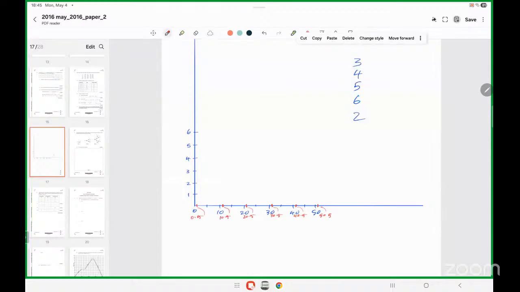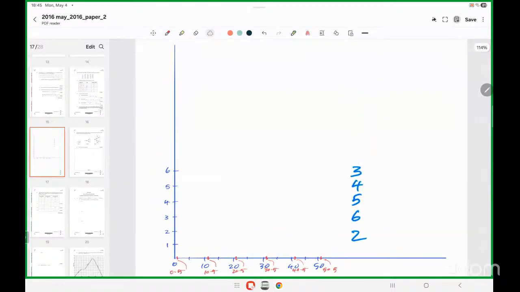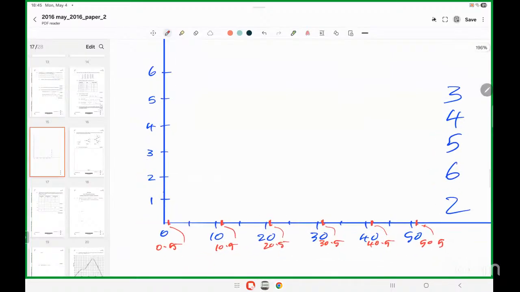The first one has a frequency of 3. First bar had a frequency of 3, so you're going up to 3. So you put a bar up to 3 here, at the 10.5 mark. Next bar has a frequency of 4, so the next bar goes up to 4. So you extend this side up to 4, carry it up to 4 as well, and then join them at the top.